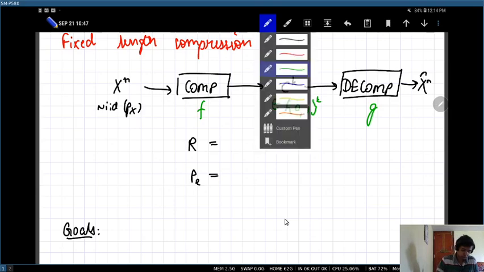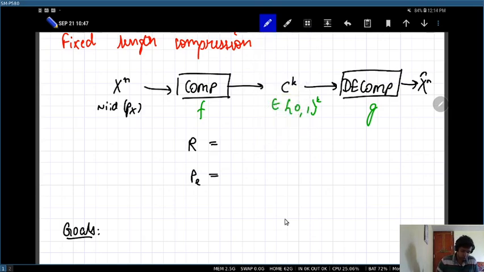Right? So we assume that the input xn has n symbols, each of which comes from some set script x, which we call the alphabet, the source alphabet. So xn is a sequence in script x to the n. At least for the purpose of this video, we'll assume that the sequence is IID. So each component of xn is independent and identically distributed according to some known distribution px. So px is a distribution on script x, and for now we'll assume that px is known, it's given to us.